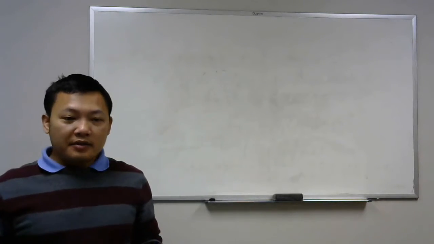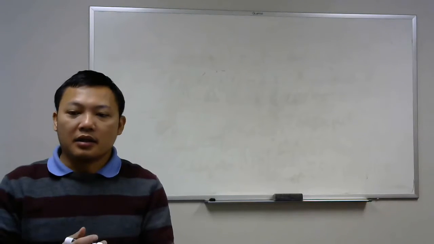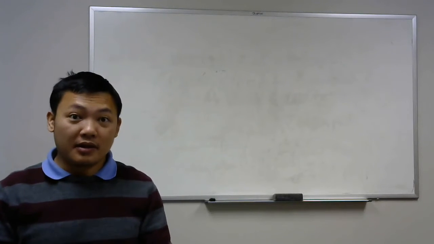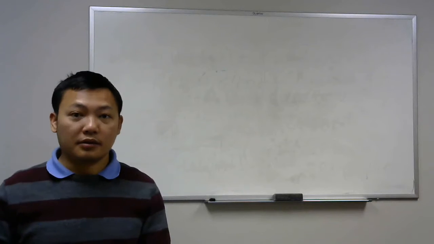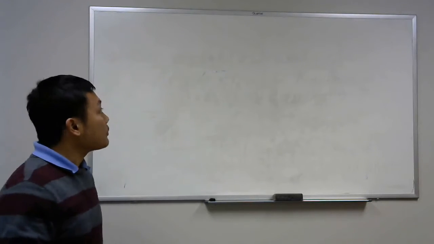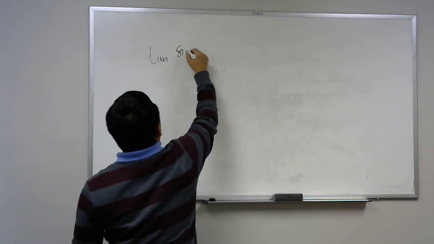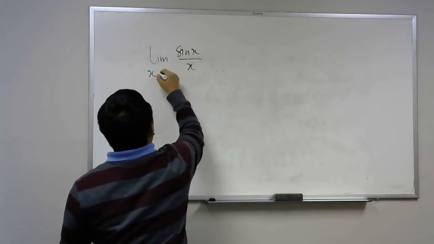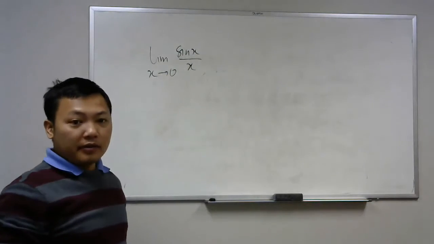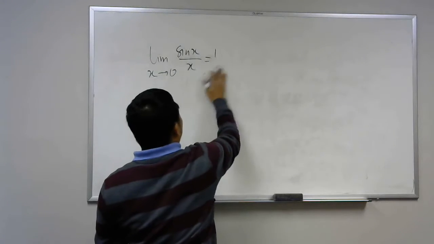Hey, in this video, we'll talk about how to find limits involving trig functions like sine, cosine, tangent, cotangent. So let me remind you about one important limit. The limit of sine of x over x when x goes to 0 is equal to 1, right?